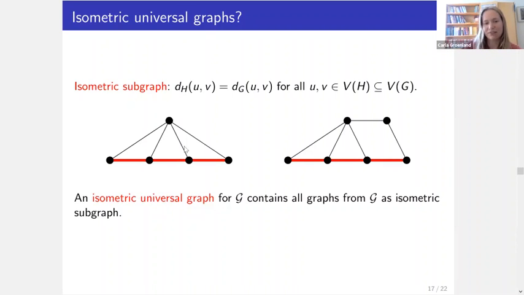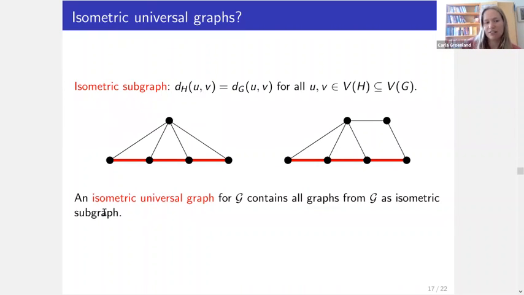So here I've got a little picture to show you what an isometric subgraph is. So it's always an induced subgraph, but now we also want the metrics to coincide. So for example, on the left-hand side, it's not an isometric subgraph because the leftmost and the rightmost vertex in the bigger graph are at distance 2, whereas in the subgraph, the distance is 3. Whereas on the right-hand side, it is an isometric subgraph because the distances are all the same.